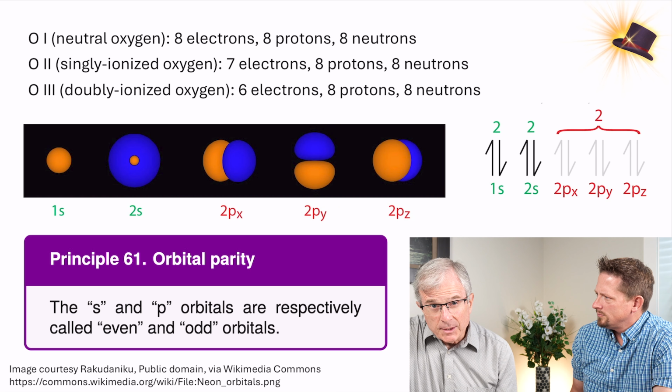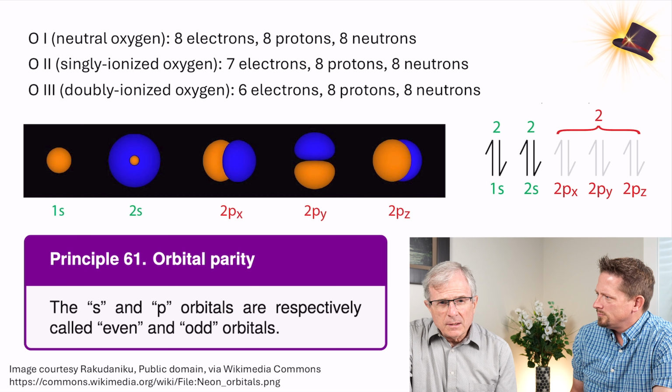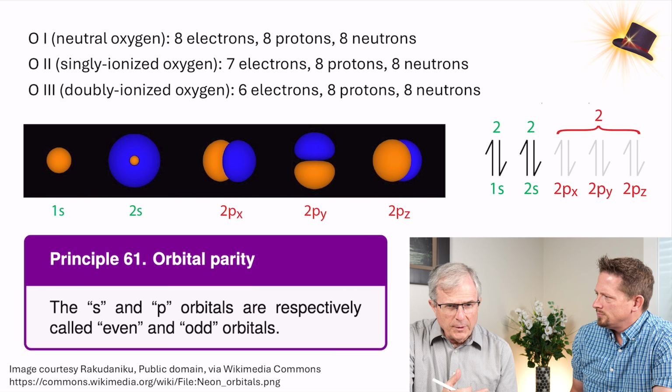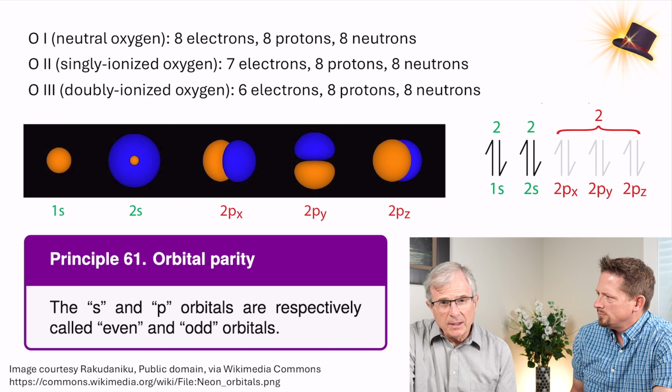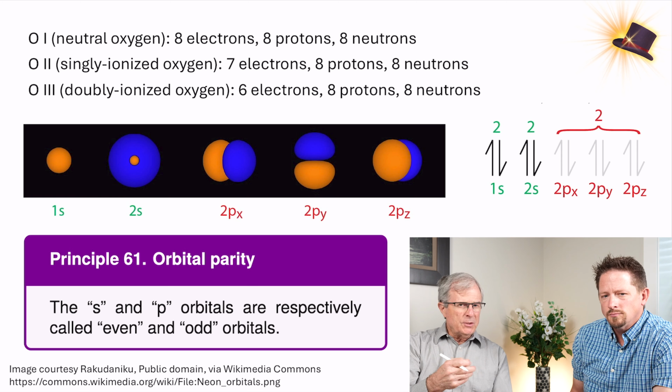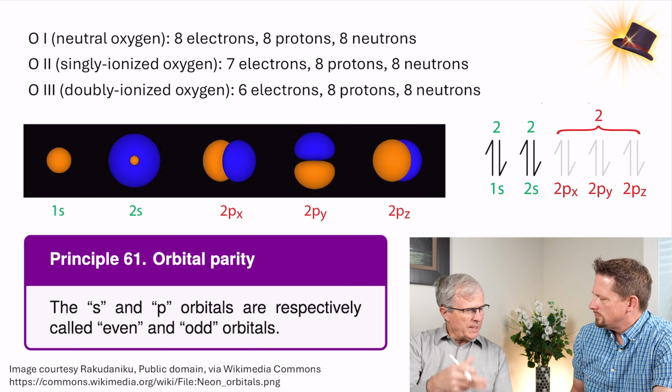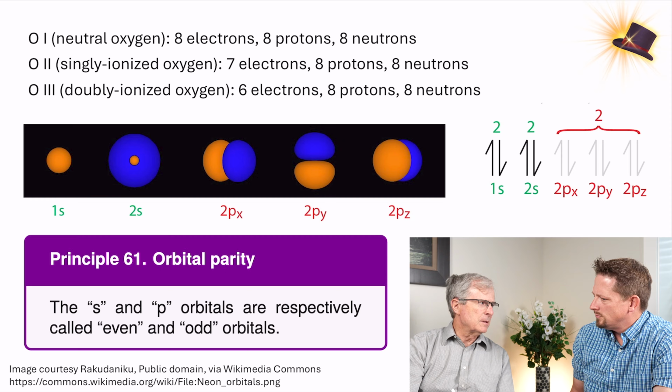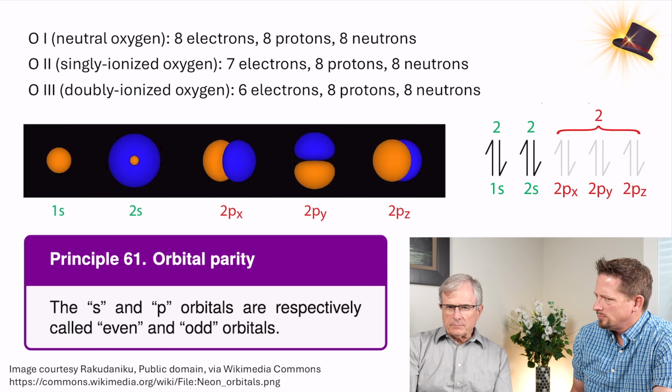And doubly ionized oxygen is the ionization state that we really are interested in, because it's the one that produces those 2 visible lines. So doubly ionized means you've stripped 2 electrons of the 8, leaving 6 electrons in the atom.